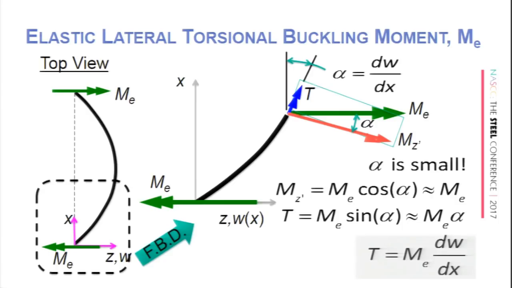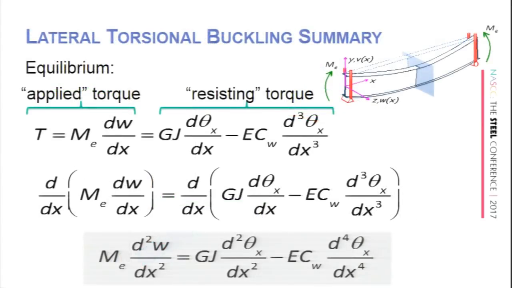So getting back, our alpha is small, so now we can write this m sub z prime is approximately equal to m sub e, and our torque is now equal to m sub e times alpha. But we defined alpha in terms of dw over dx, so we can plug that in here. And we're building our equation for our applied torque. So T is equal to m sub e times dw dx, which is equal to our Saint Venant torsion and our warping torsion components that we had done before.